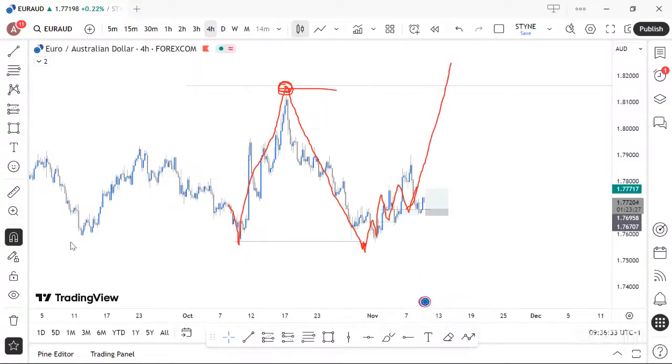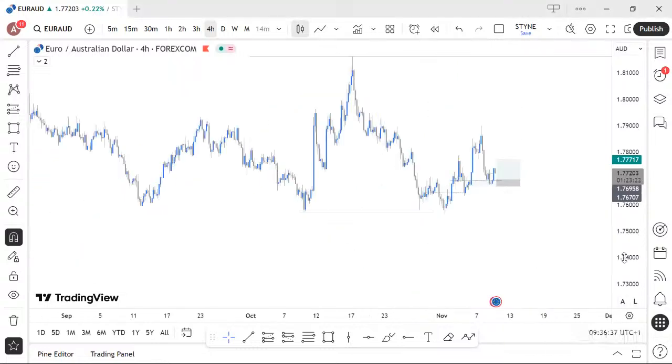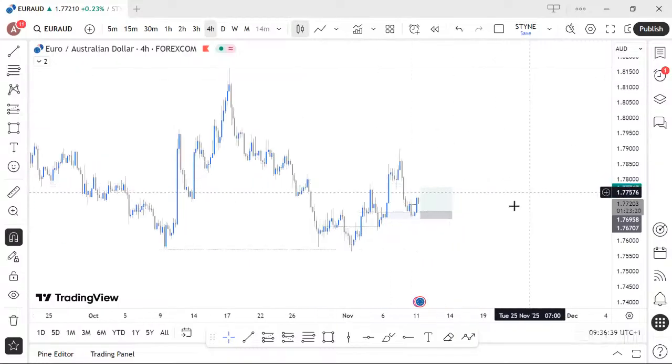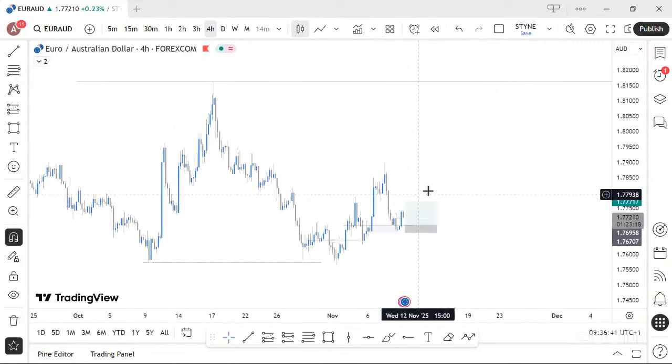Is that okay? So that's the view for Euro AUD. It has every tendency to run back to this high. So what you can be doing is securing your profits every now and then.